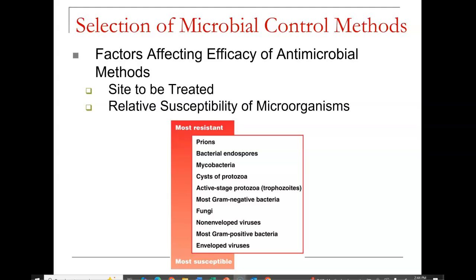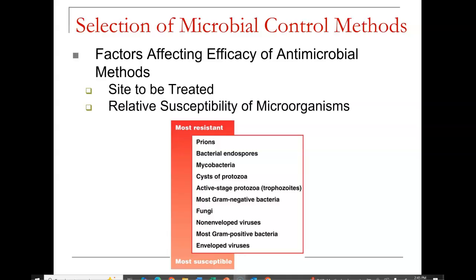Factors that are affecting the efficacy of antimicrobial methods, it could be the site to be treated. The method and level of microbial control used is going to be dependent upon the site that you need to treat. So harsh chemicals and extreme heat cannot be used on tissues that belong to humans or animals, anything that's living, because you don't want to destroy the tissue, you just want to remove those microbes.